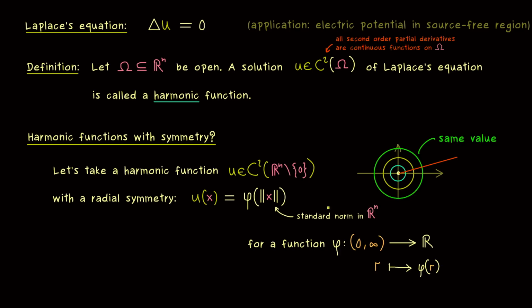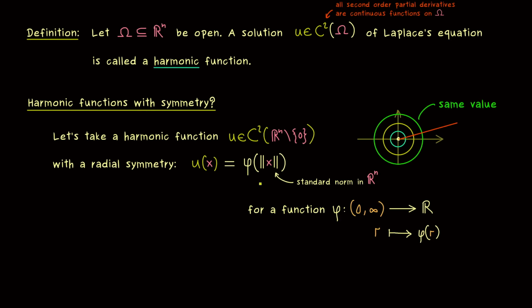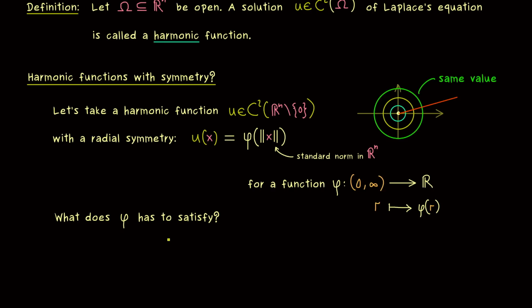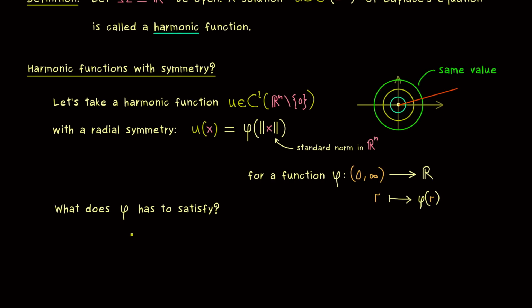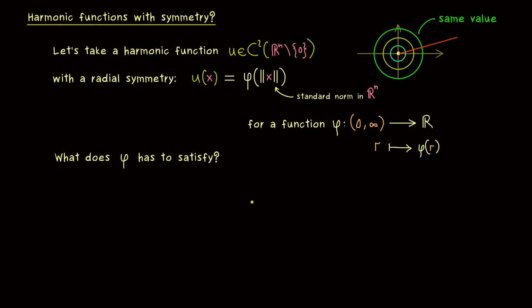So you see, if we already assume that u is harmonic, we need to apply the Laplace operator to this composition of two functions. And then we definitely know the conditions that phi has to satisfy in this case. So again, we assume that u is harmonic, so summing up these partial derivatives gives us 0. Therefore, let's first start with the first order partial derivative del u del x_j.